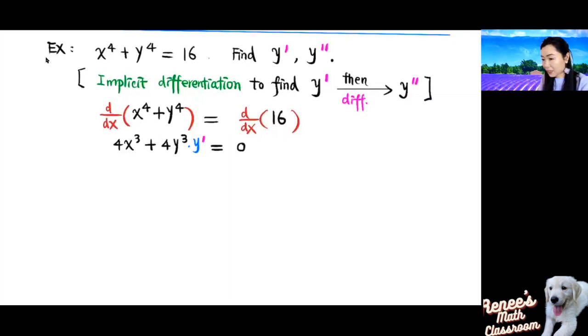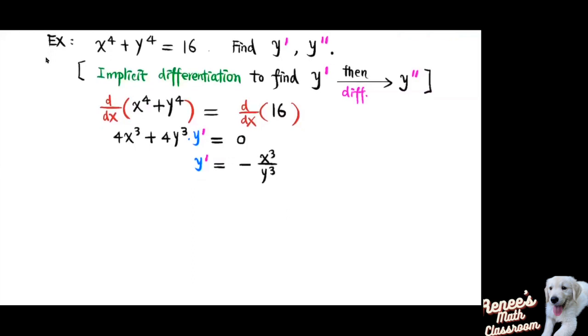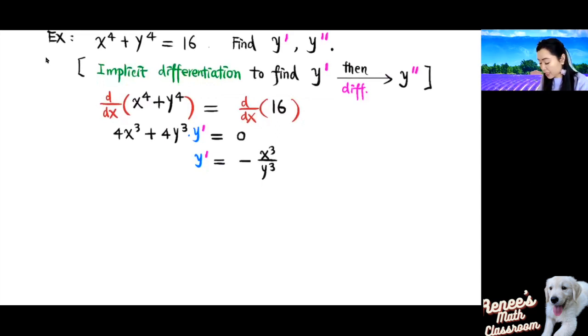Now solve for y prime. So y prime is going to be equal to negative x cubed over y cubed. So we found y prime. Now we're going to find y double prime.